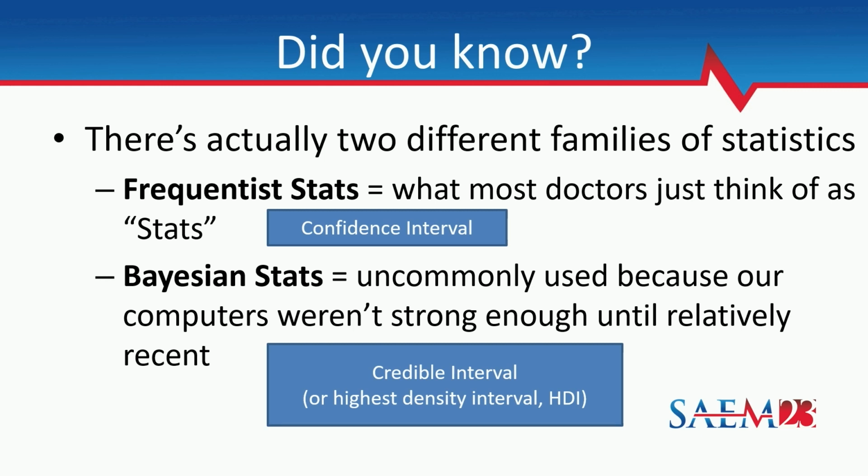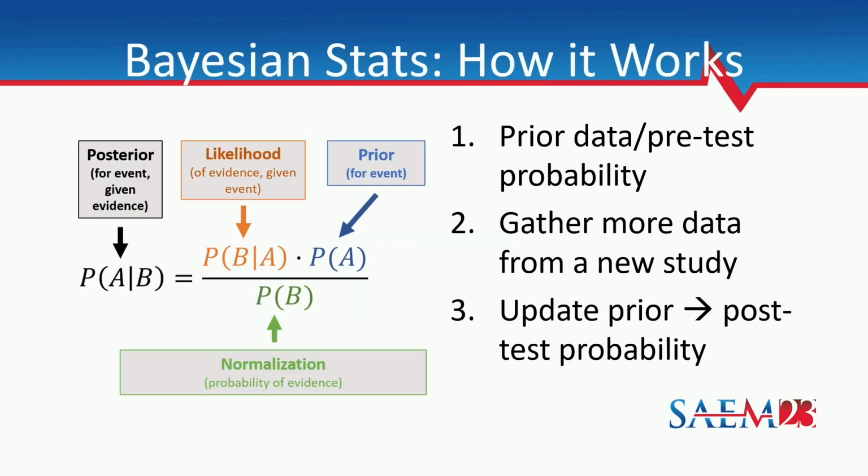Bayesian stats are a lot more computationally demanding, and it's been in relatively recent history that lots of people can do Bayesian stats with fairly available technology they have on hand, like a laptop or even a desktop. So Bayesian stats, how does it work?